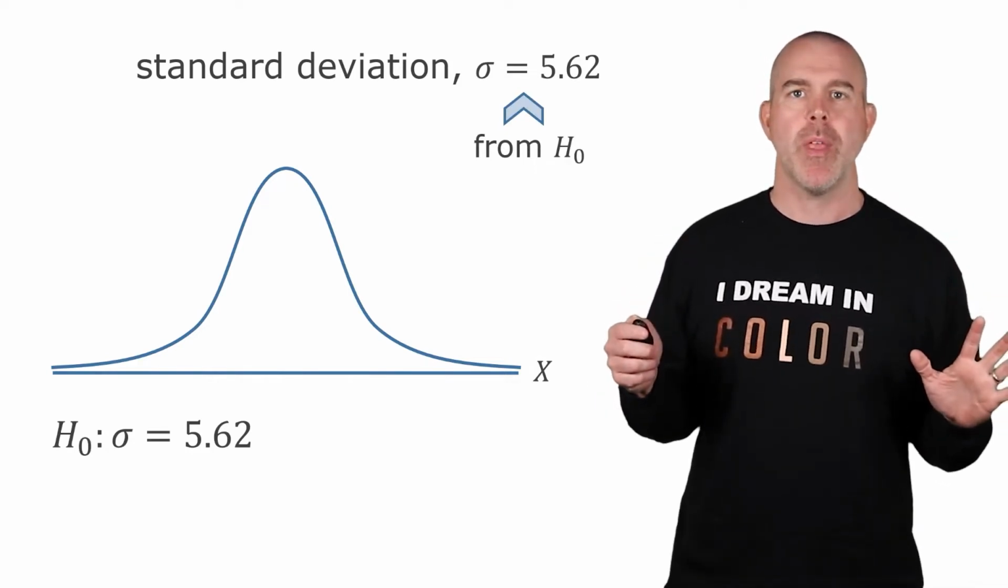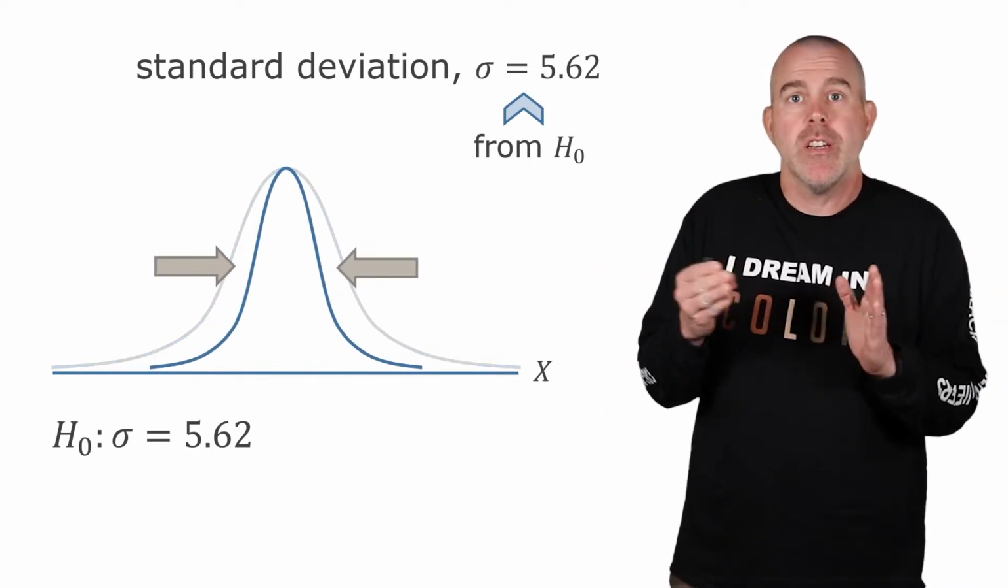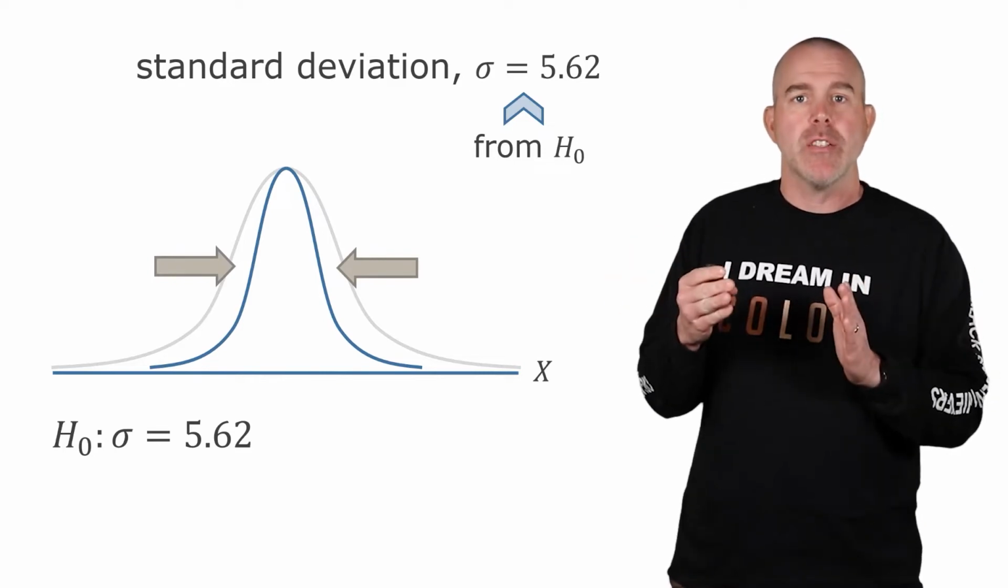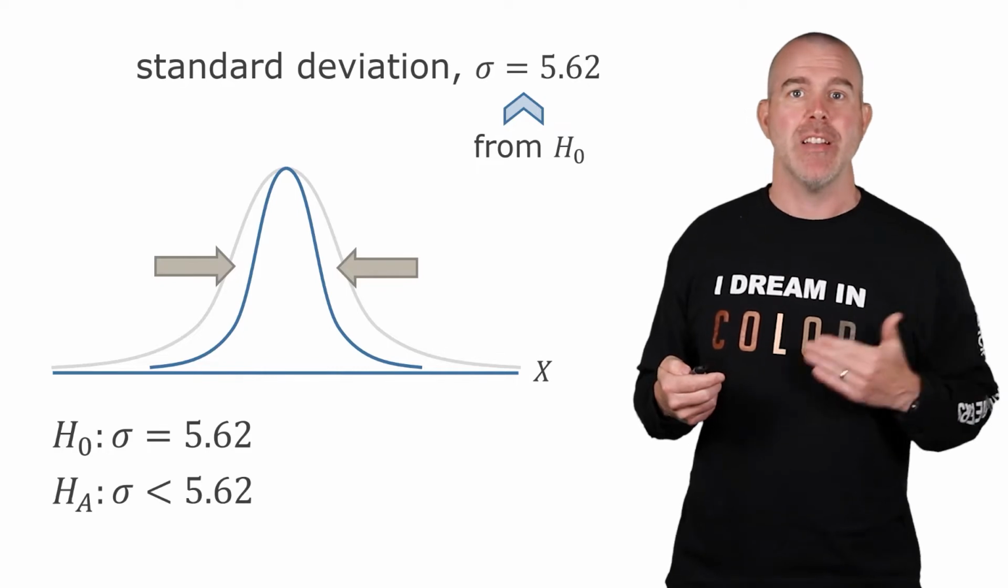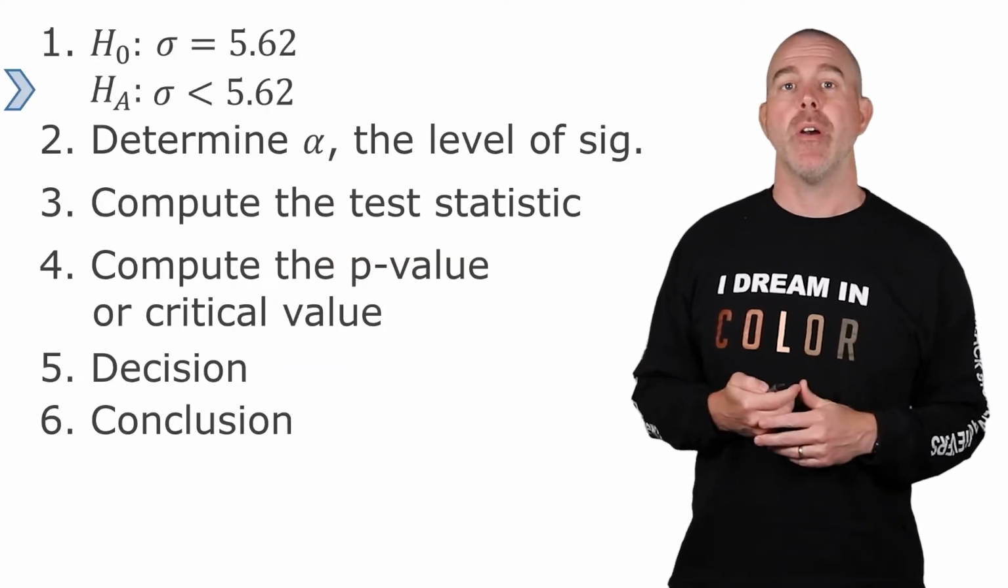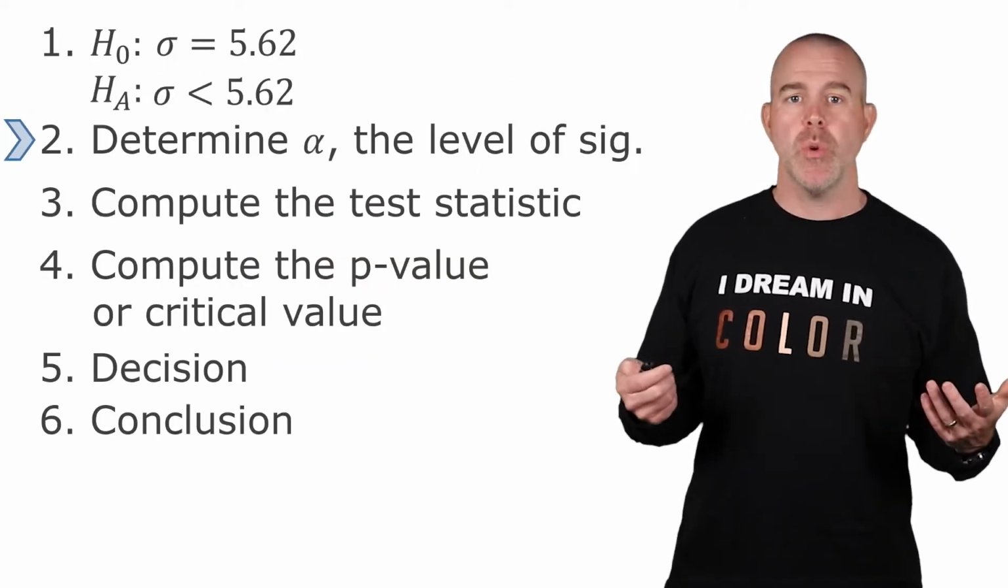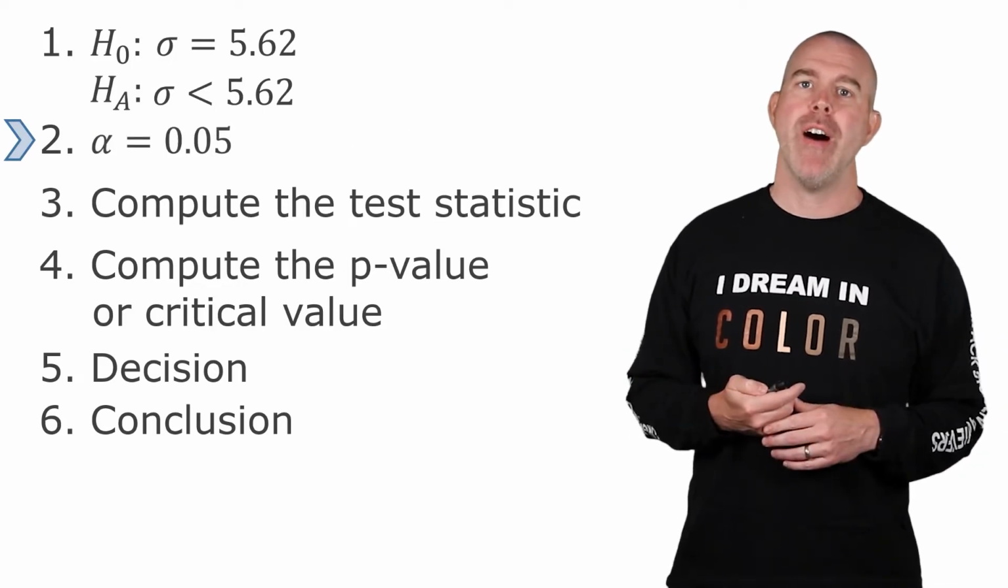That's the assumption from the null hypothesis. We think ours is going to be less spread out. We think there's going to be less variability. So we think our alternative is that the standard deviation is less than 5.62. That's going to be our alternative. Let's use the usual alpha for level of significance, 0.05.